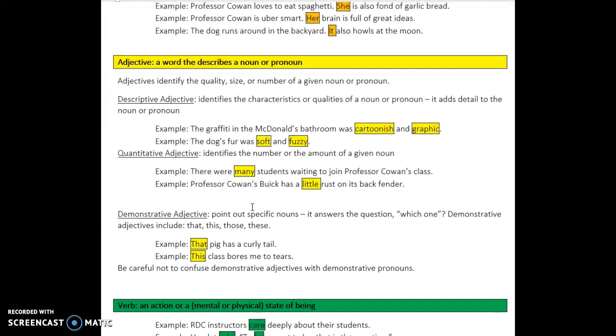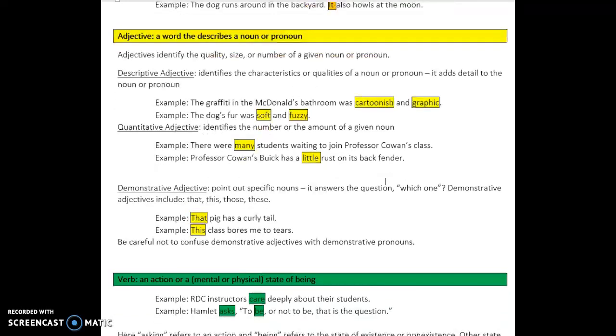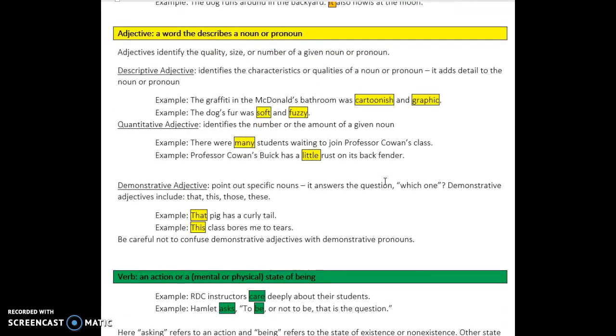Adjectives. Adjectives are words that describe a noun or a pronoun, and they can identify the quality, size, or number of a given pronoun or noun. Now, there are various different types of adjectives. We're not going to go through all of them, but let's take a look at a few of them.